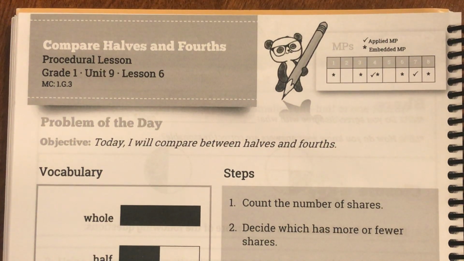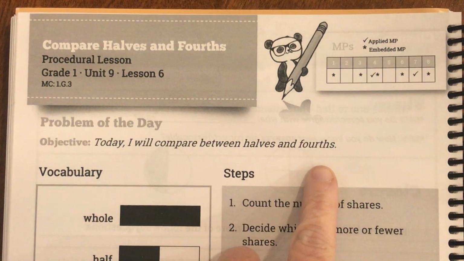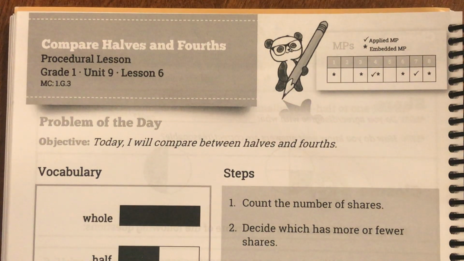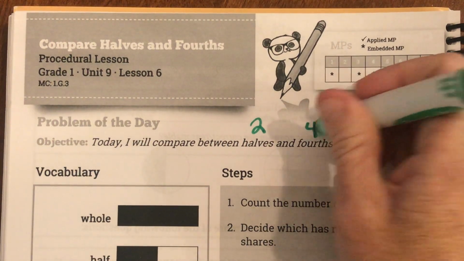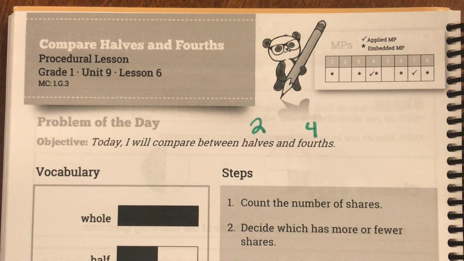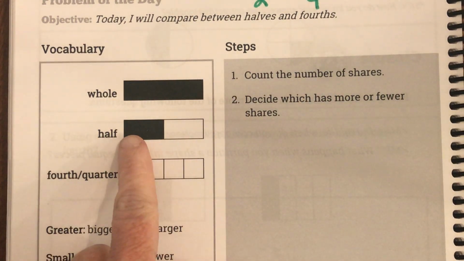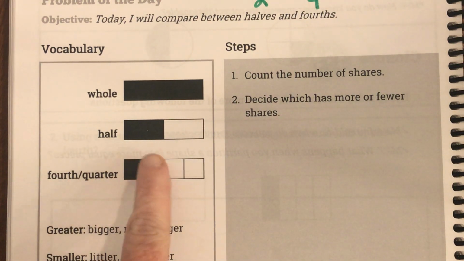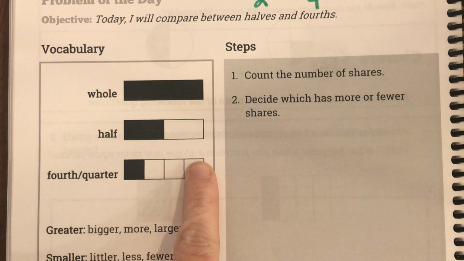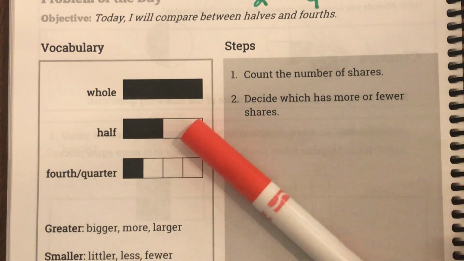And our goal, our objective today, is I will compare between halves and fourths. We talked about in the past that halves means there are going to be 2 shares and fourths means there are going to be 4 shares. Just a picture to remember: this is the whole thing. This is halves, 2 shares. And in fourths, it's been cut or partitioned into 4 equal pieces, so there are 4 shares. Today I'm going to grab my red pen and get started.